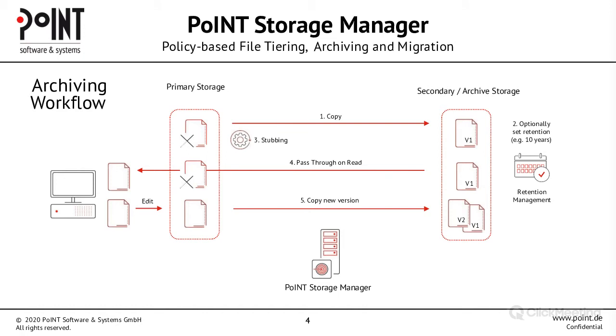This graphic here illustrates the entire workflow. So first of all, we copy files from primary storage or a local file system to a secondary or archive storage. Optionally, you can set a retention period, for example, to 10 or 20 years. This period can only be extended, but not shortened. During that retention period, files cannot be removed from the archive.